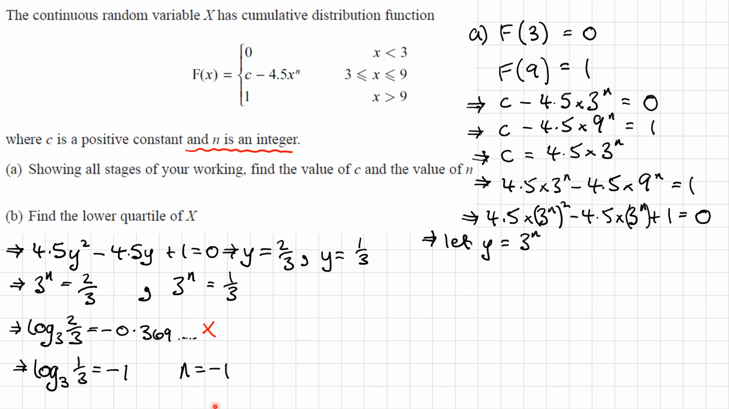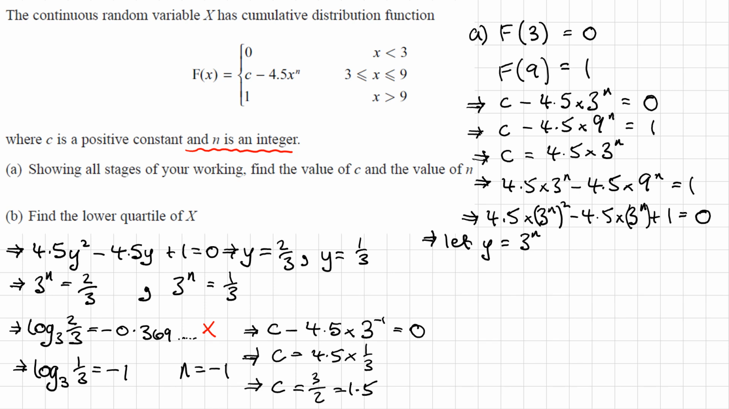And now just substitute this value of n into one of my equations. I'll just pick the first one because it's the easiest one, or the one that looks the easiest. So c minus 4.5 times 3 to the power -1 is equal to 0. So c is going to equal 4.5 times 3 to the power -1. That's 1/3 basically. So c is 3/2, which is 1.5. So let's just highlight that. C is 1.5 and n is -1.